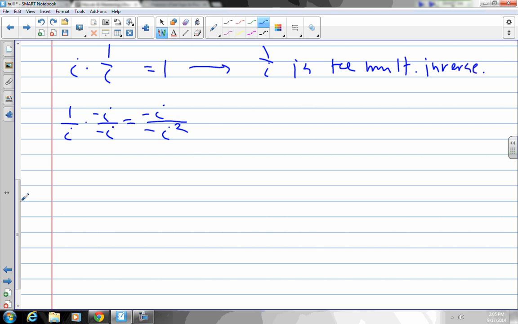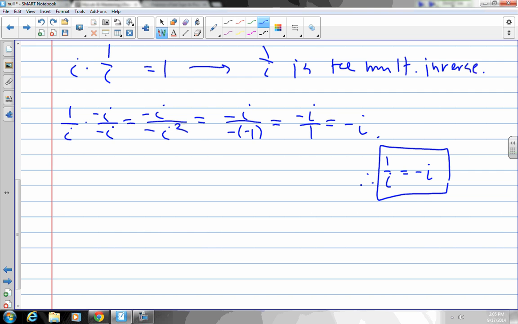Right? What is negative i squared? 1, because it's negative of negative 1. So it's negative i over 1 equals negative i. So that means 1 over i equals negative i. Right? One is the multiplicative inverse, the other one is additive inverse.